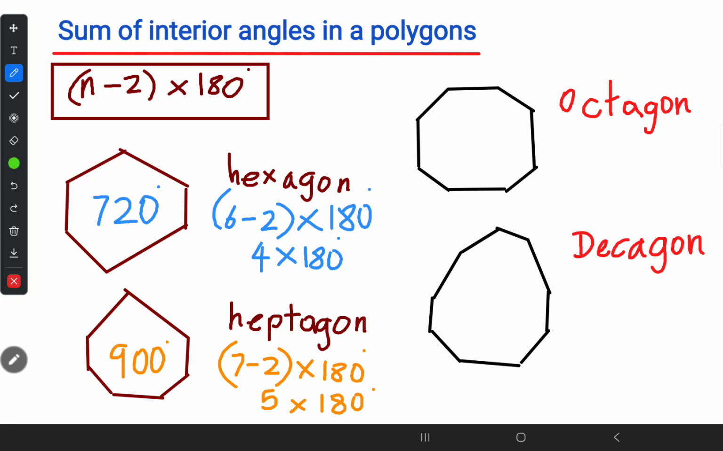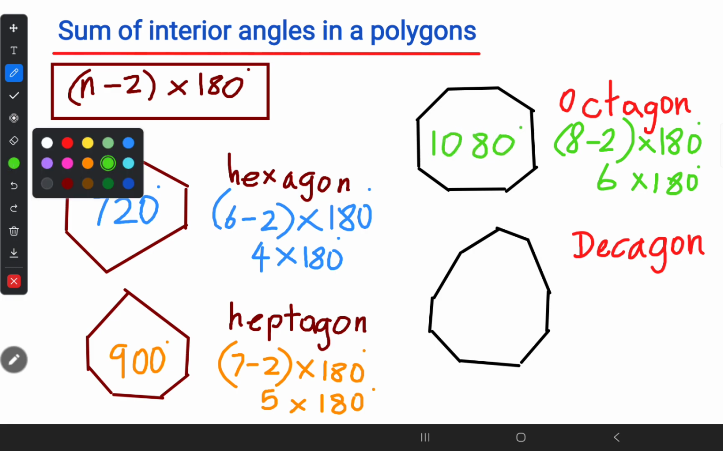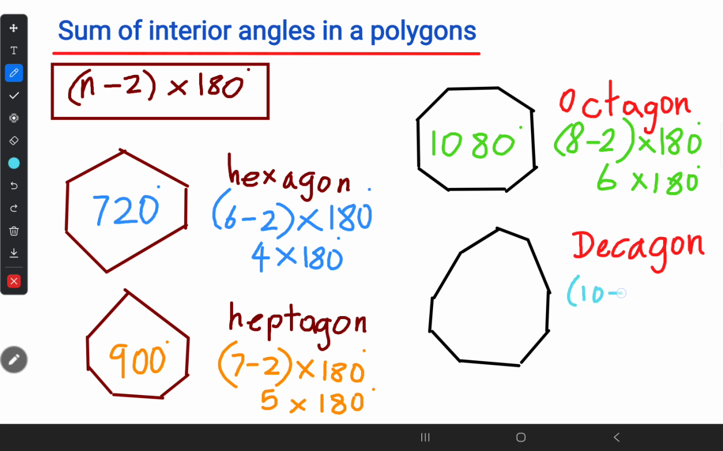And the third question is the octagon. It has 8 sides. 8 minus 2 times 180. So 6 times 180. That would be 1080 degrees. The last question, decagon. Here it has a total of 10 sides. 10 minus 2 into 180. 8 times 180 will give you 1440 degrees as your answer.